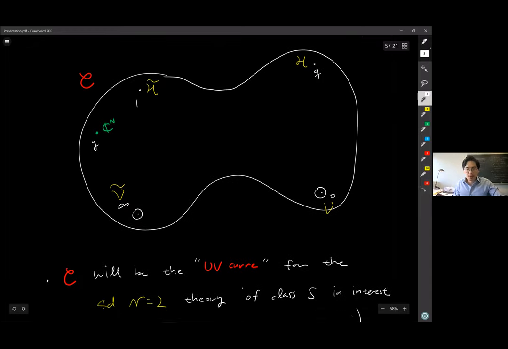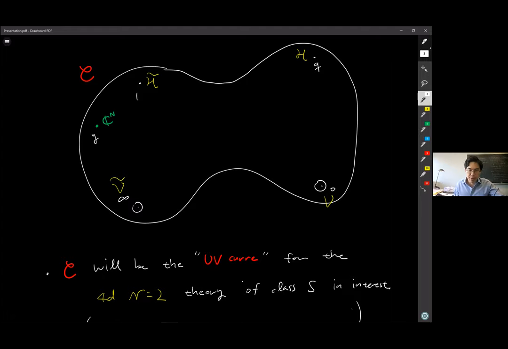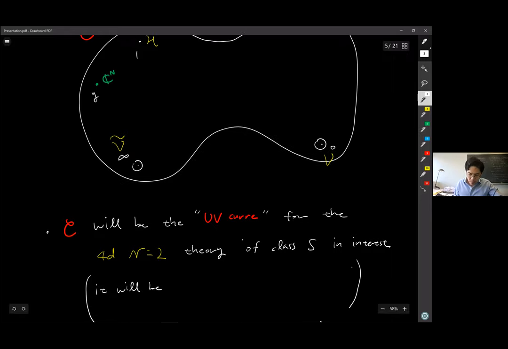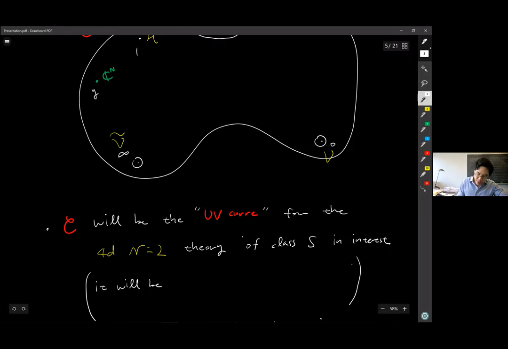So the connection to the 4D N=2 theory is that this Riemann sphere will be what is called the UV curve for the class S theory that I'm talking about. So this 4D N=2 theory has gauge group SU(N) with matter being N fundamental hypermultiplets and N anti-fundamental hypermultiplets. Simply, it's a non-trivial case.